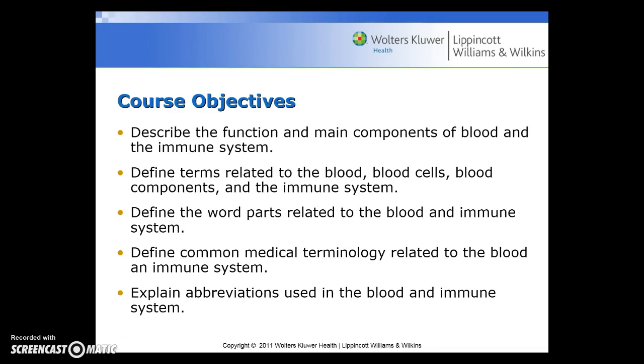The objectives for this chapter include understanding the function and main components of blood and the immune system, understanding terms related to blood, blood cells, blood components, and the immune system, defining word parts related to the blood and immune system, defining common medical terminology related to the blood and immune system, and understanding abbreviations commonly used when referring to the blood and immune system.